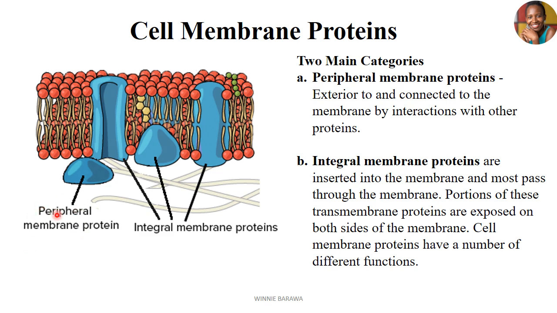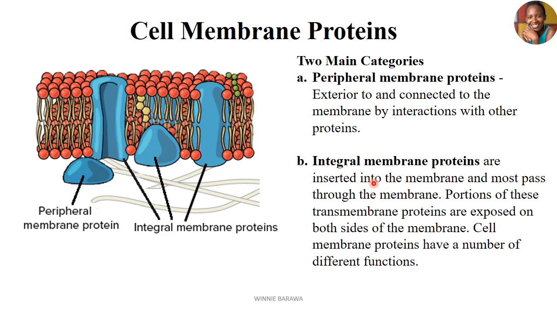So for example, here we have our peripheral membrane protein, and it is attaching to the cell membrane through our integral cell membrane proteins. So they interact with the cell membrane using other integral proteins. Then we have the integral membrane proteins, which are directly inserted into the cell membrane, and most of them actually pass across the cell membrane.